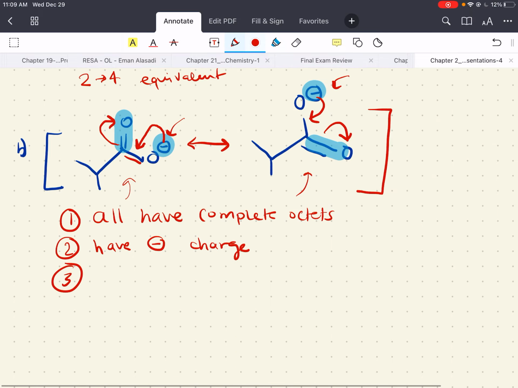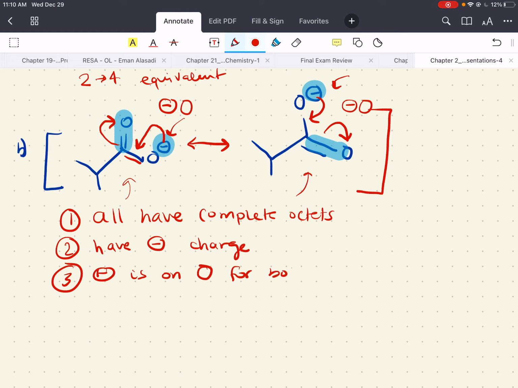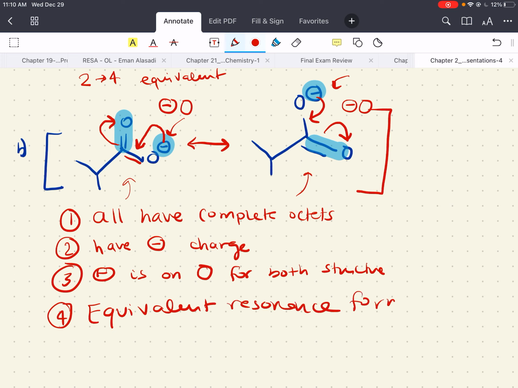The third question asks, which atoms contain the negative charges? In both cases, the negative charge is on an oxygen, so we can't compare where the formal charge is and choose the resonance form that has that formal charge on the more electronegative atom. That would be your more significant resonance form. The negative charge is on oxygen for both of these structures. So that lets us conclude, last but not least, that these are equivalent resonance forms. They're going to both contribute to the resonance hybrid equally here.